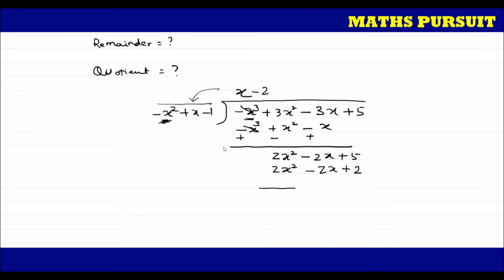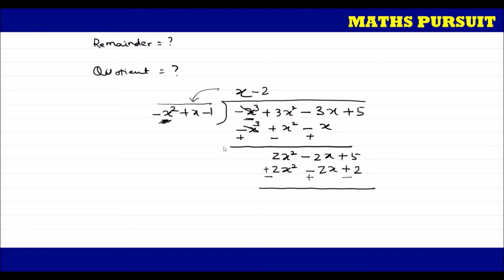Hope guys till here we are very clear. So I just multiplied minus 2 with this divisor. Minus 2 into minus x square gives 2x to the power 2. Minus 2 into x is minus 2x. Minus 2 into minus 1 is plus 2. Now we are going to change these symbols. Here plus 2x to the power 2, so my symbol will be negative. Here minus 2x, my symbol will be positive. Here plus 2, our symbol will be negative.